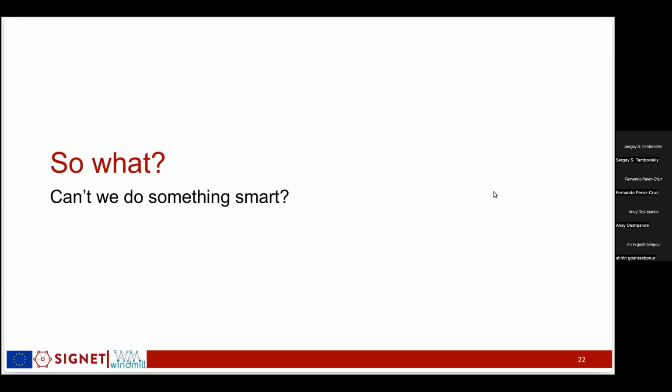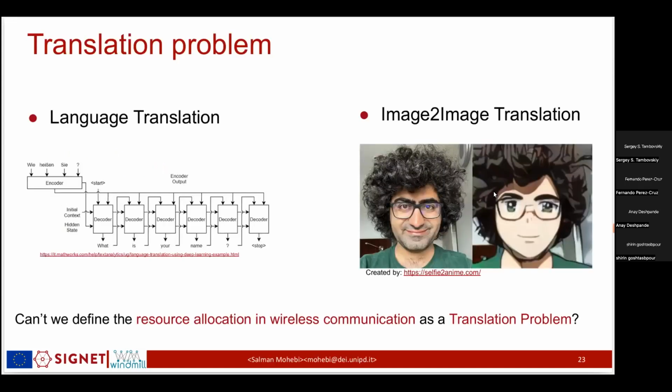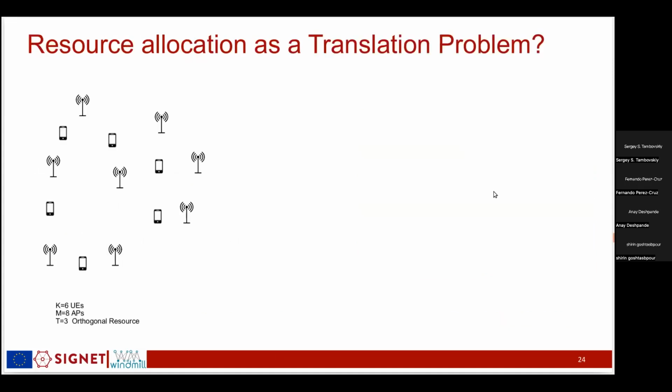We thought, can't we do something smart, inspired by recent advances in machine learning and especially deep learning? Can't we define this resource allocation problem in wireless communication in general as a translation problem? By translation, we mean something similar to natural language processing, when we translate from Portuguese to English, or this nice image-to-image translation, with a very famous dataset that translates selfies to anime.